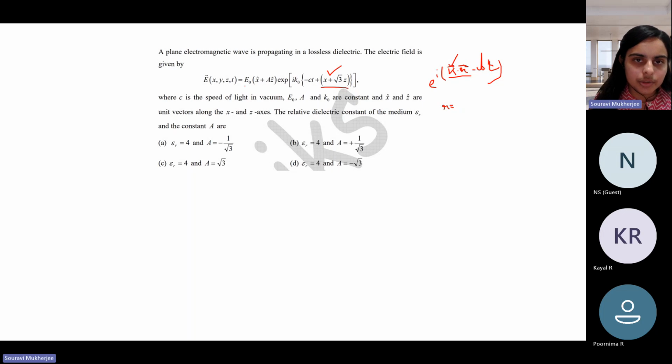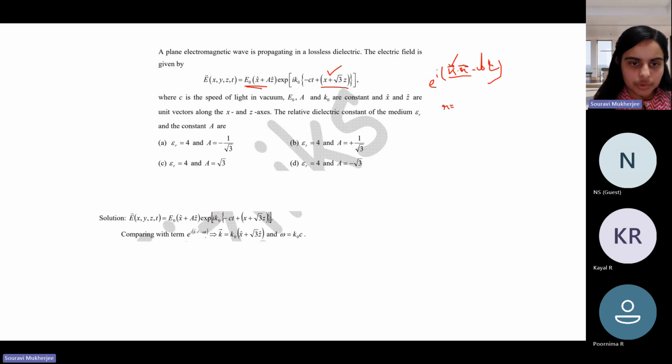Another thing that this tells you is the polarization vector. So this tells you that your electric field oscillates. It has an x component and it also has a z component, right? So what I meant is, this is your electric field. If you compare with this term, you get something like this, right? This is your k vector. And this is your omega, meaning the frequency of your wave. This is the wave vector of your wave, right?